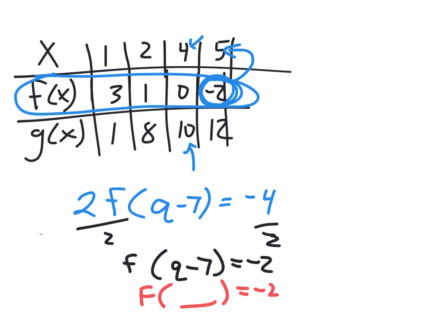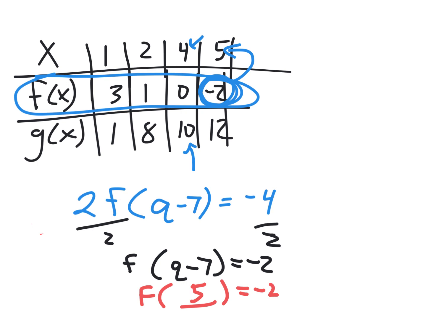Now let's think it through together then. You can do this. F of something is negative 2. So here's the f. F of one of these things is negative 2. So f of what is negative 2? Oh, 5? F of 5 is negative 2. So then that was the intermediary step. And then you can use logic to figure out what q has to be.